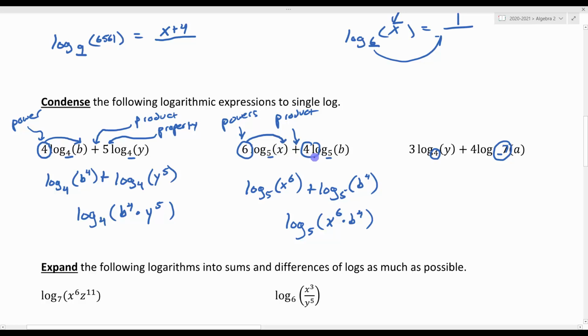Right? So these were both base 5. So that was okay. And over here, they were both base 4. But this one is base 4. This one is base 7. And so I can't use the product property here. Right? The only thing I can do is I can put these powers back. Okay, so these powers that are out front, I can put the 4 back on the A, I can put the 3 back on the Y. So I could say log base 4 of y to the 3rd plus log base 7 of a to the 4th. And that's really all I can do there. Because they have different bases, I can't apply the product property.